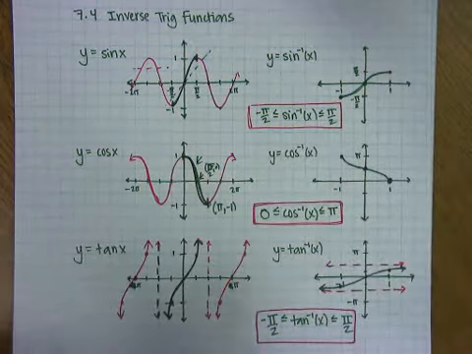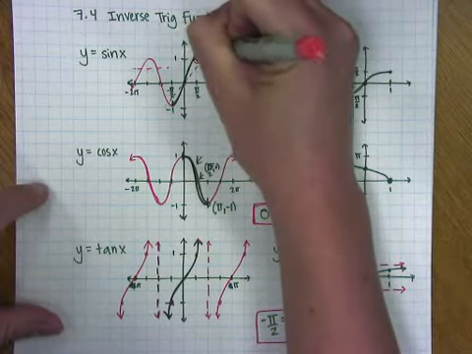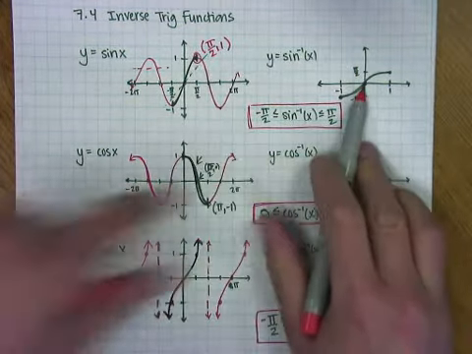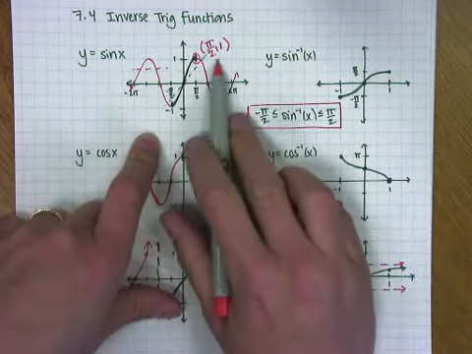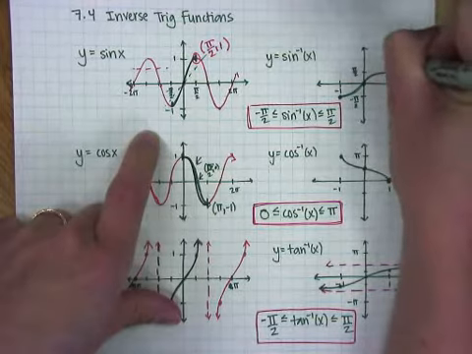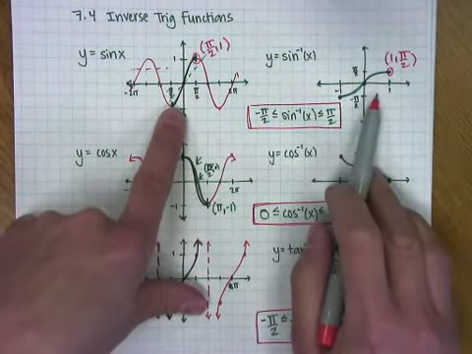So notice that this point right here is the point over pi over 2, up 1. Right? So then over here, if I flip the x and the y, if I switch them, I have this point that's over 1, up pi over 2. So recall that I get my inverse function by switching the x's and the y's.